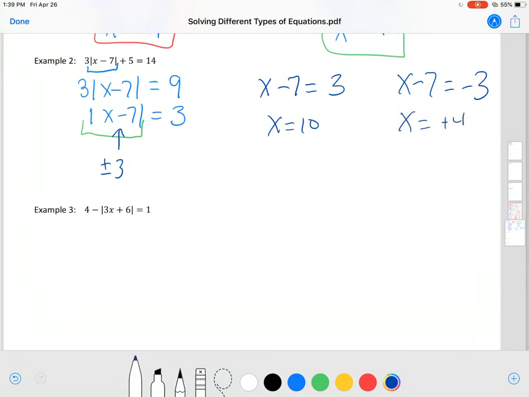and 4. And you go back in and check, and you'll see when you plug in 10, you'll get out a positive 3, and then you take the absolute value of positive 3, and you get 3. And then if you plug in 4, you'll get a negative 3 on the inside of the absolute value, but when you take the absolute value of negative 3, you still get 3. So these are my two answers.